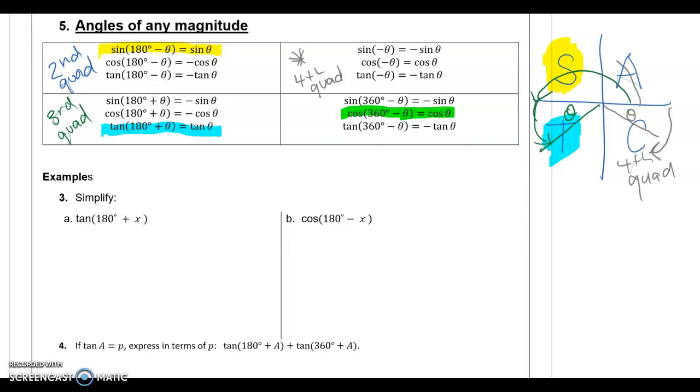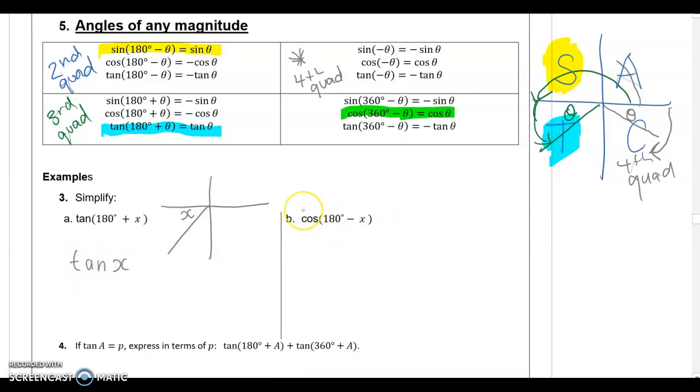So we know when we're 180 degrees plus x, we're going to be in the third quadrant. So you can draw yourself a diagram if you like for that. We're down here. So in that third quadrant, we are looking at our x or our theta there, and it is equal to positive tan of x or positive tan of theta. So I'm just going to write tan of x for that one.